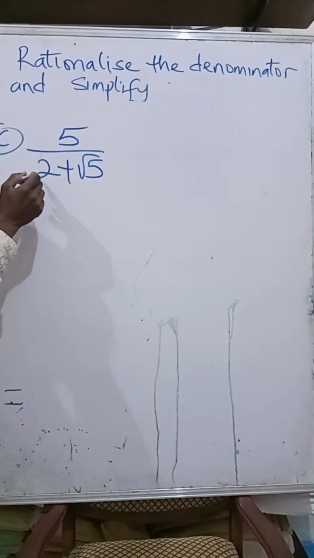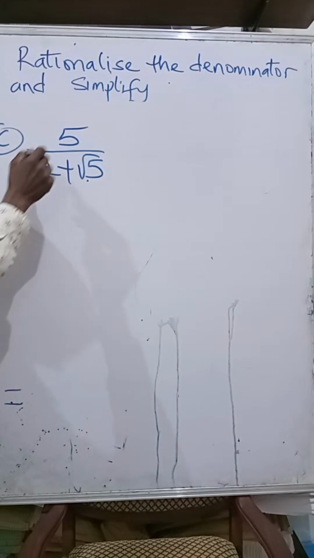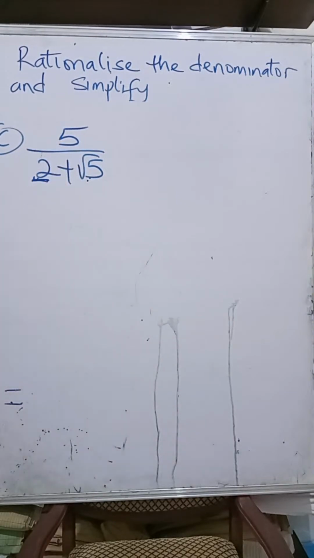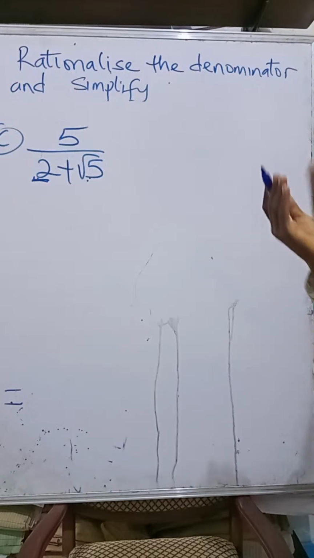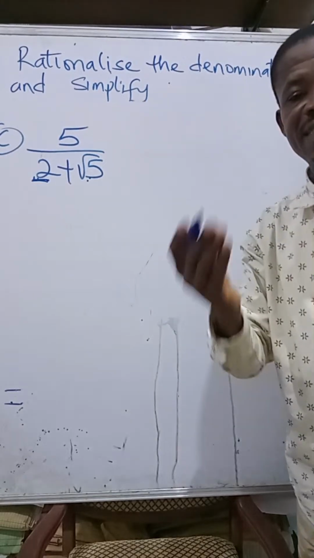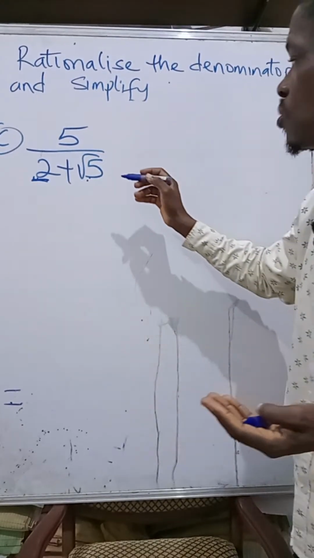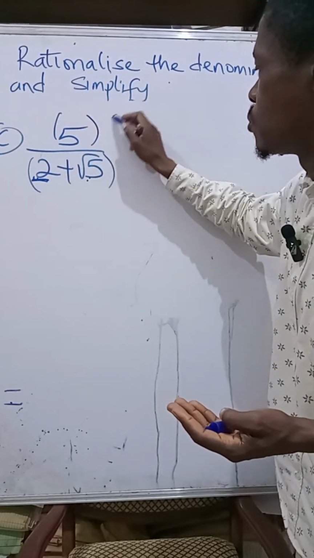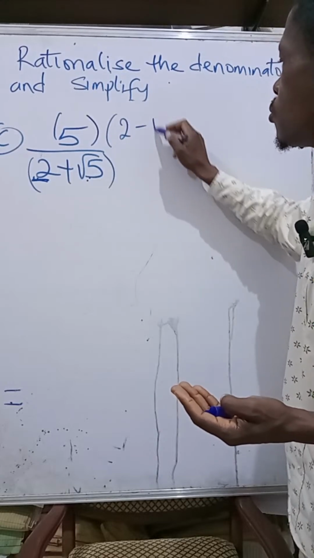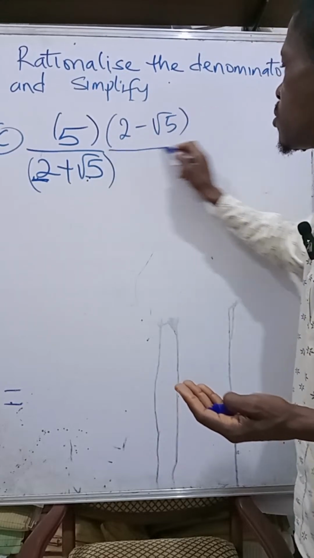it contains 2 parts. The first one is a real number. The first one is 2, a rational number. The second one is irrational. So once you have an irrational, you have roots at the denominator, you're going to get the conjugate of that expression. And the conjugate is what? The conjugate is 2 minus root 5. That's the conjugate.